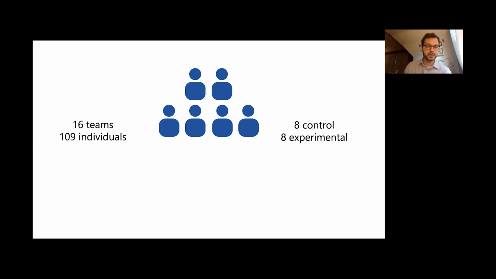So in this data, there were 16 teams in total and 109 individuals. 8 of those teams were in a control condition and 8 were in an experimental condition. The experimental condition had access to a more sophisticated radar system that helped them to manage their collaborative efforts, hopefully better than the control condition. And the actual data were transcripts of their radio communications as they worked together on these problems.